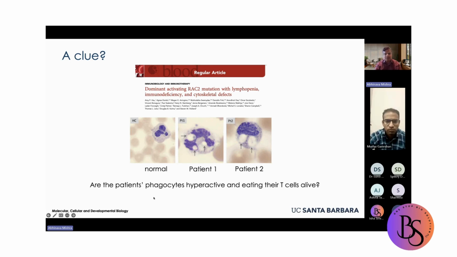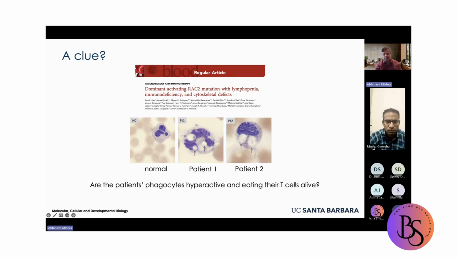So we ask the question now that we know in the fly system, if you express hyperactive RAC, you can make even an epithelial cell phagocyte. Then what actually happens, we ask the question, what happens to the patient's phagocytes? Can the patient's phagocyte become hyperactive by this mutation and they're eating their own T cells alive?